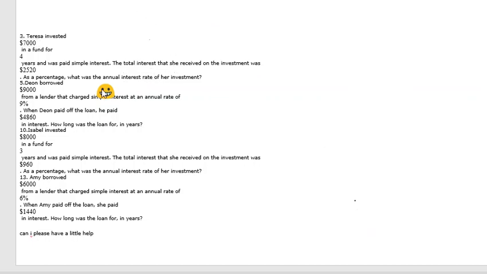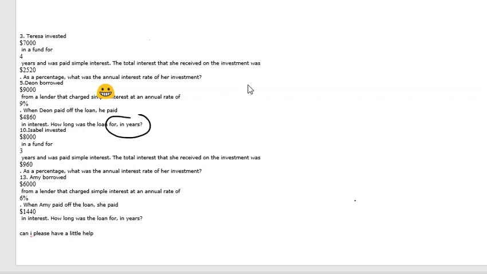Okay, so in this next one, it says Dion borrowed $9,000 from a lender that charges simple interest at a rate of 9%. When Dion paid off the loan, he paid $4,860 in interest. How long was the loan for in years?